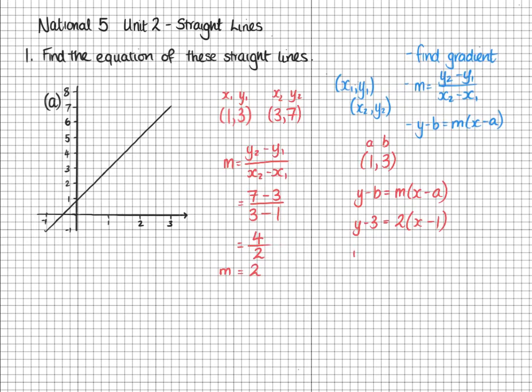Then we multiply out our brackets. So we have y minus 3, and then we multiply the brackets on this side, so we get 2x take away 2. Then we have to add 3 to both sides. So you get y is equal to 2x, and then we've got minus 2, add 3, which is plus 1. So that's question 1 all done. Here we go, that's our answer.